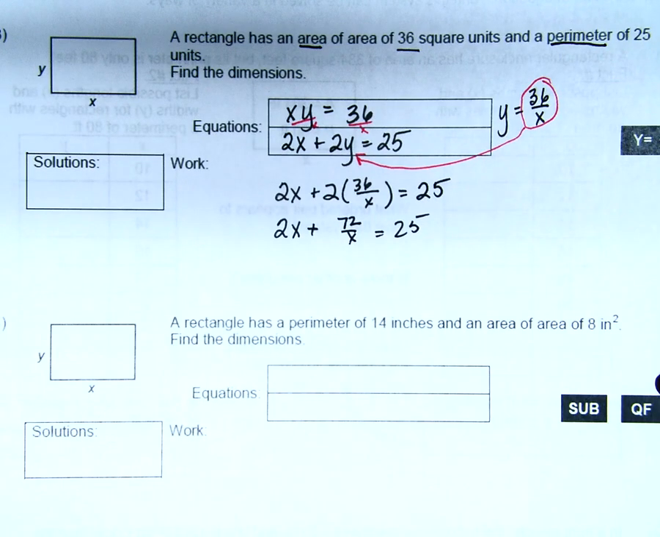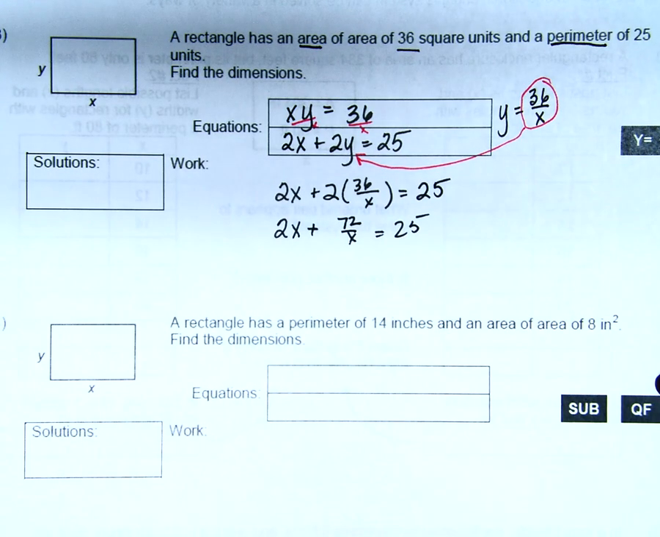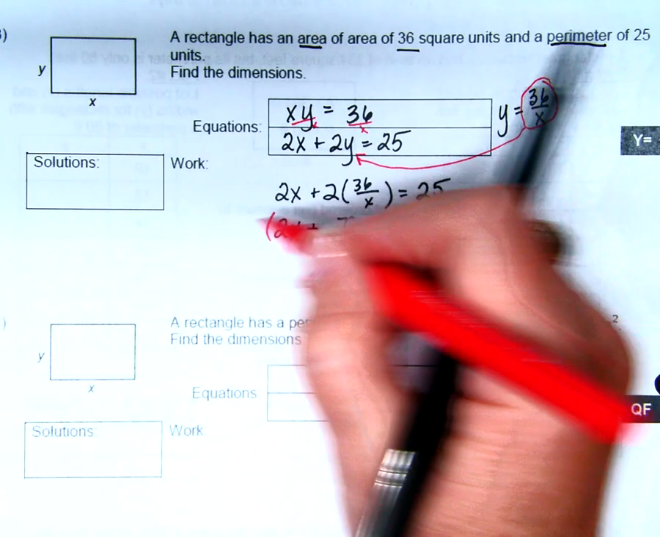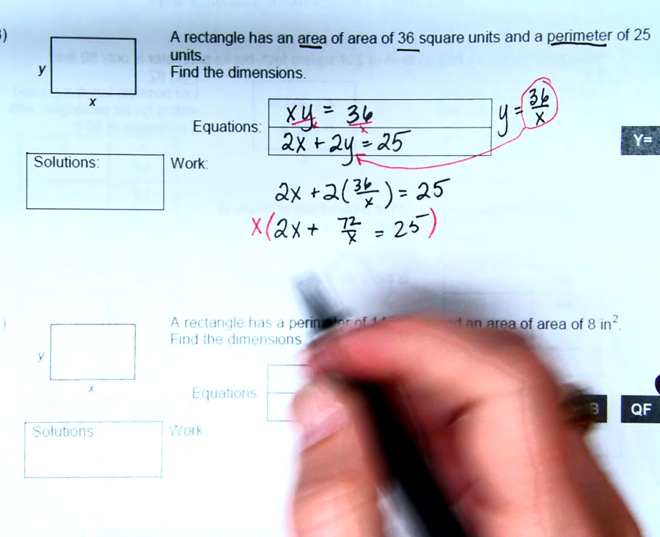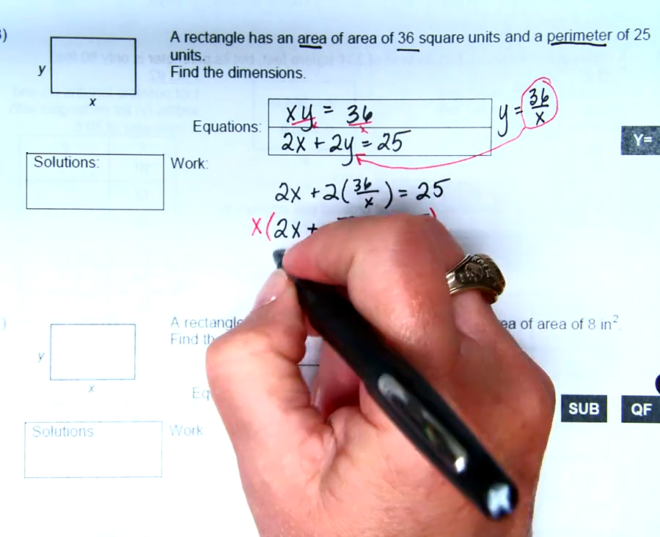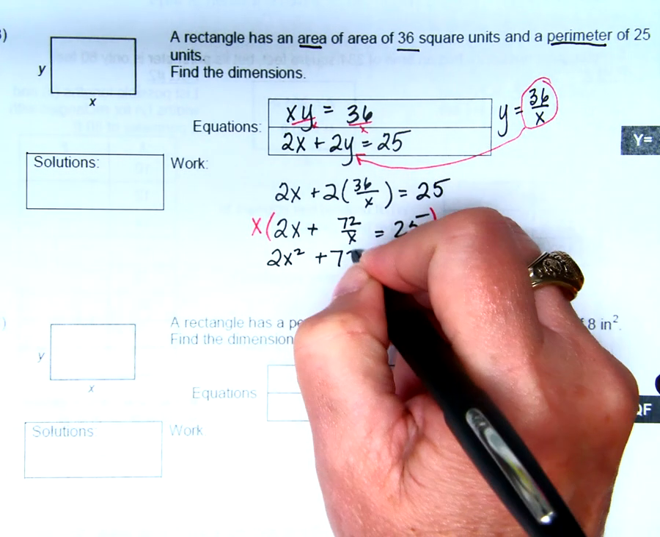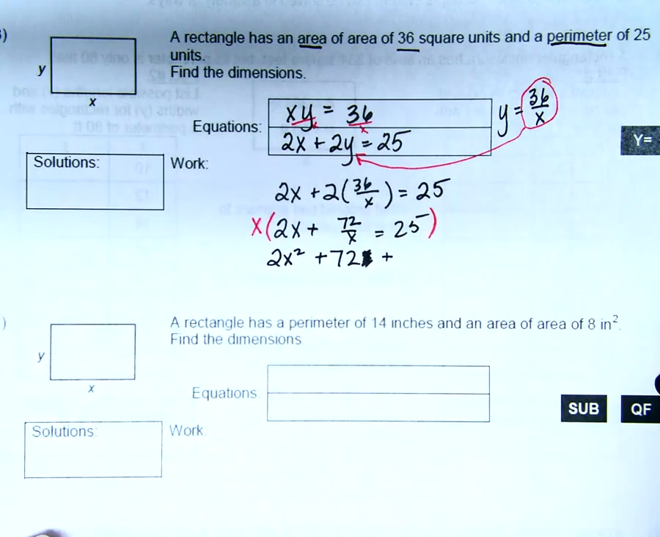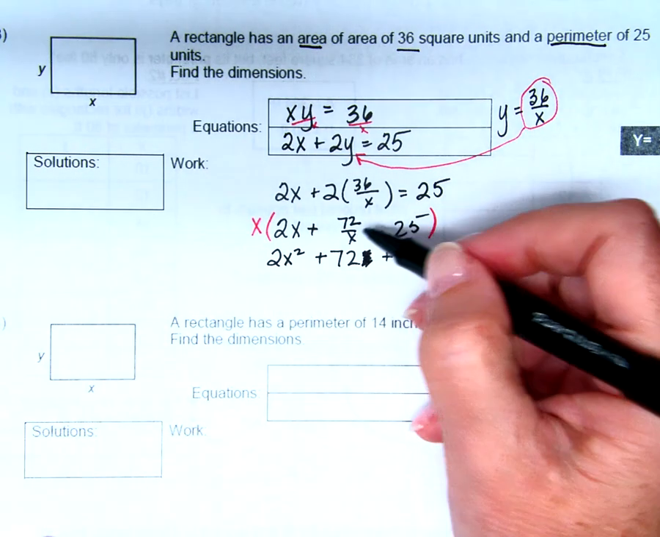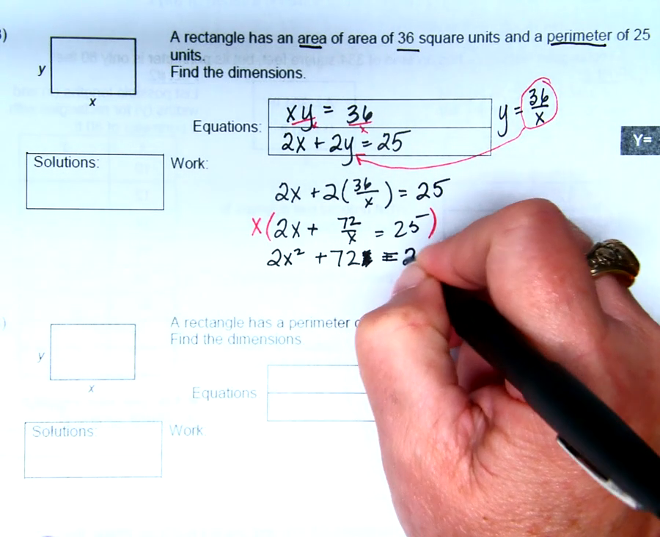Can we have an x in the denominator when we're trying to solve? No? So how am I going to get the x out of the denominator? Multiply every single thing by x, right? If I multiply every single thing by x, I get 2x squared plus 72x. Oops, nope. Why is it not 72x? Yeah, x over x is simplified to 1, don't they? Equals 25x.